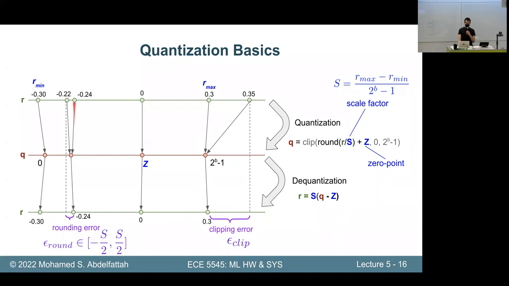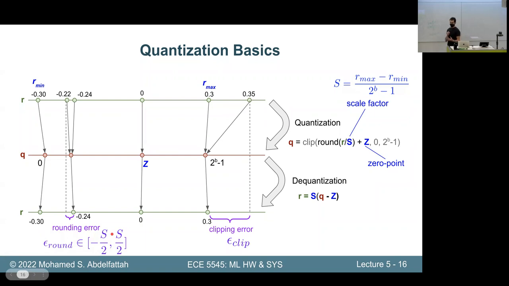And then there's also rounding error. So here I see that number minus 0.22. It's mapped to that number. When I map it back, there is a difference between the original number and what the dequantized equivalent looks like. So that's called the rounding error, and it is bound by your scale factor, basically.